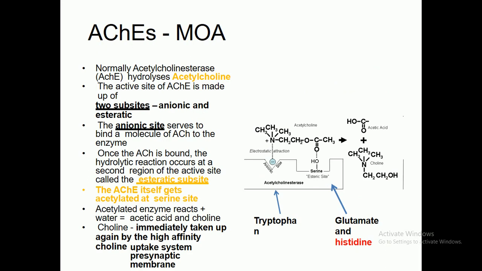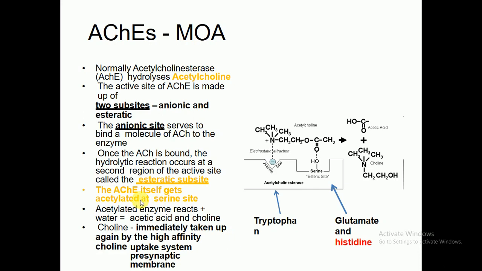Mode of action of anticholinesterase. Normally, acetylcholinesterase is the enzyme which causes hydrolysis, breakdown of acetylcholine. The active site of acetylcholinesterase is made up of two subsites: one is anionic and the second one is esteratic. The anionic site serves to bind a molecule of acetylcholine to the enzyme. Once the acetylcholine is bound, the hydrolytic reaction occurs at the second region of the active site, called the esteratic subsite.